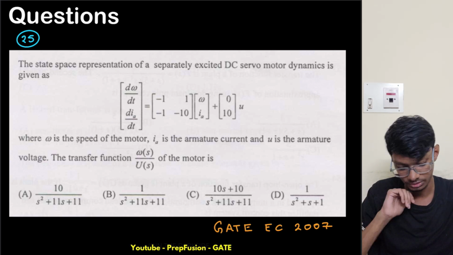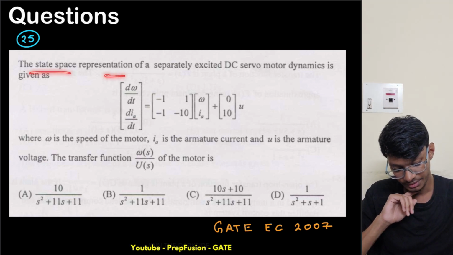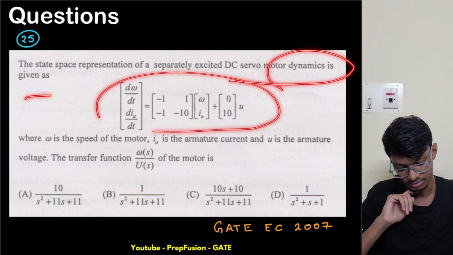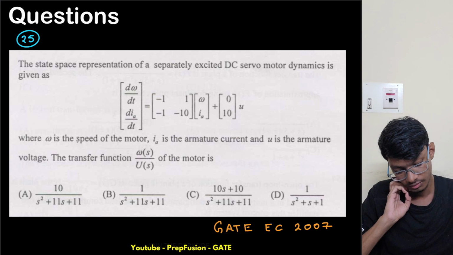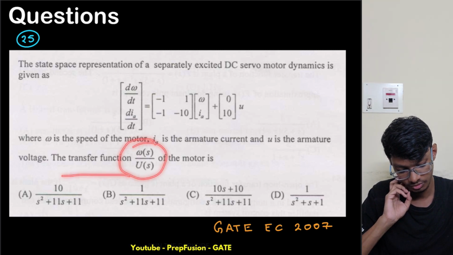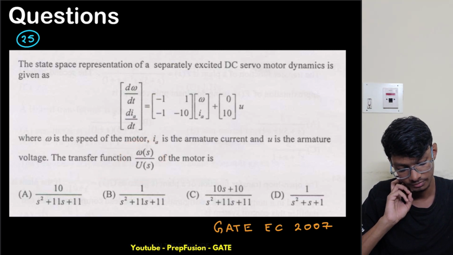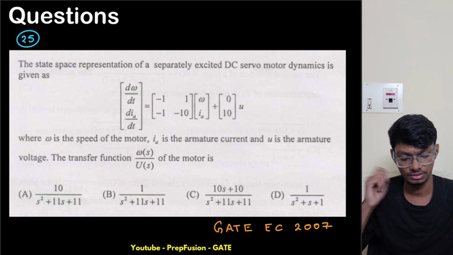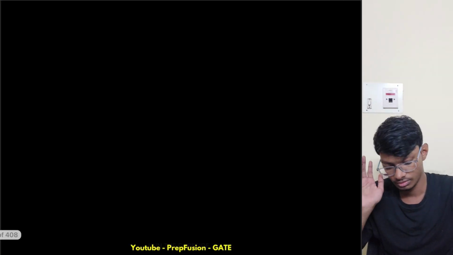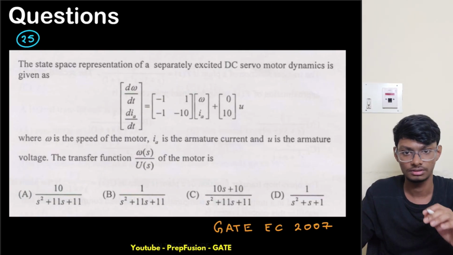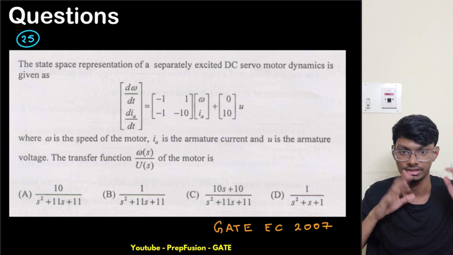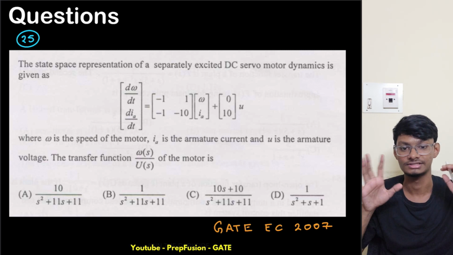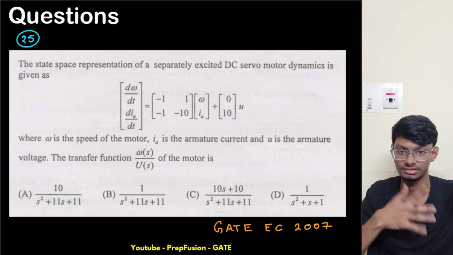Now I will read the question. The state space representation of a separately excited DC servo motor is given like this. We have to find the transfer function W of S upon U of S of the motor. So what do you do to find the transfer function? You simply do C into sI minus A inverse into B. That is what I told you to mug up.